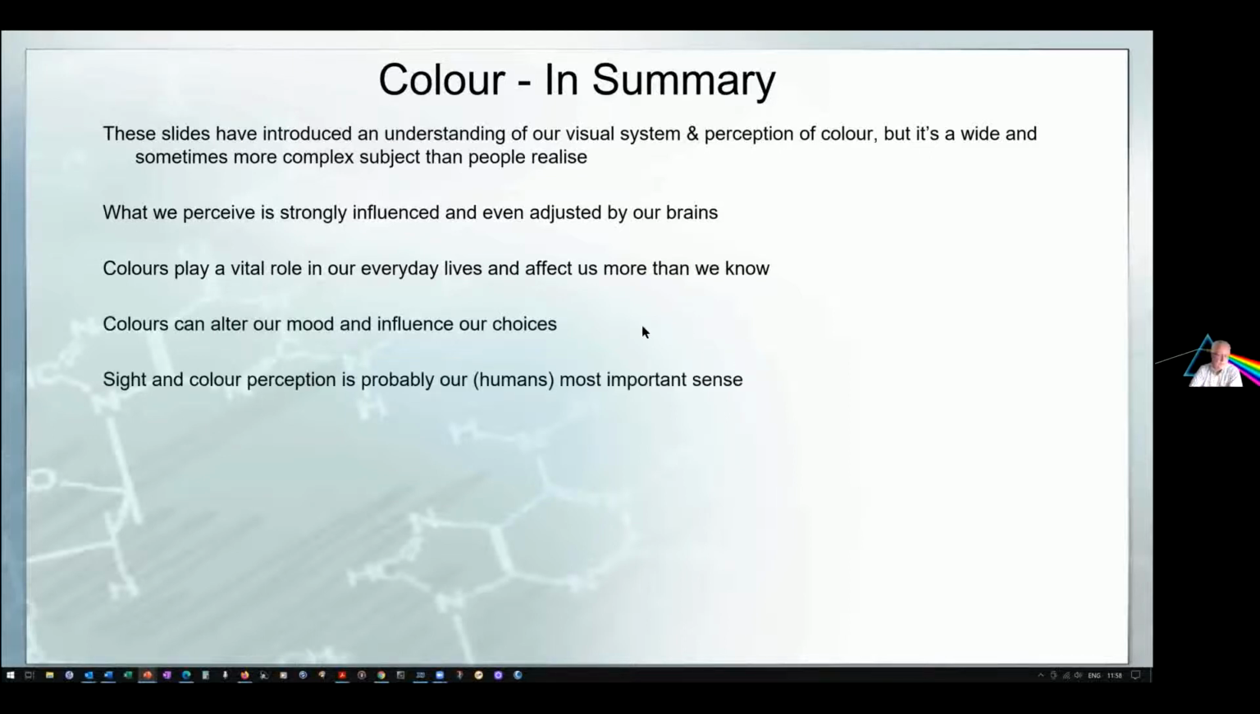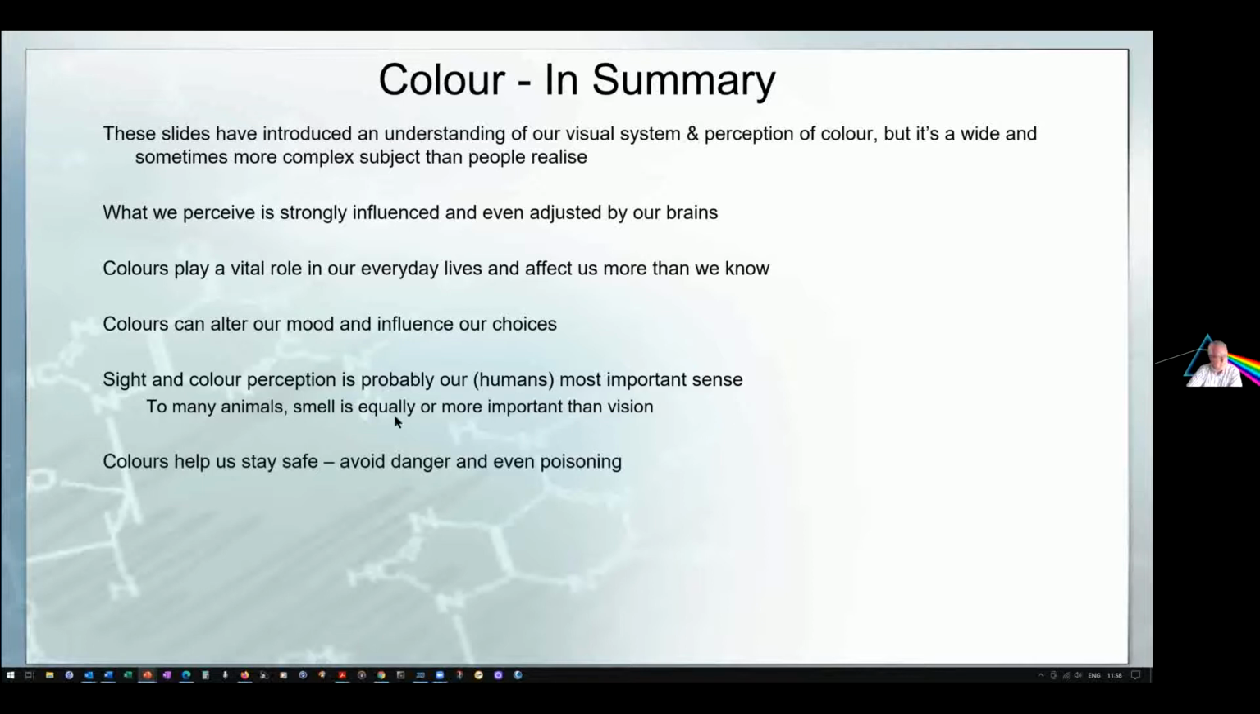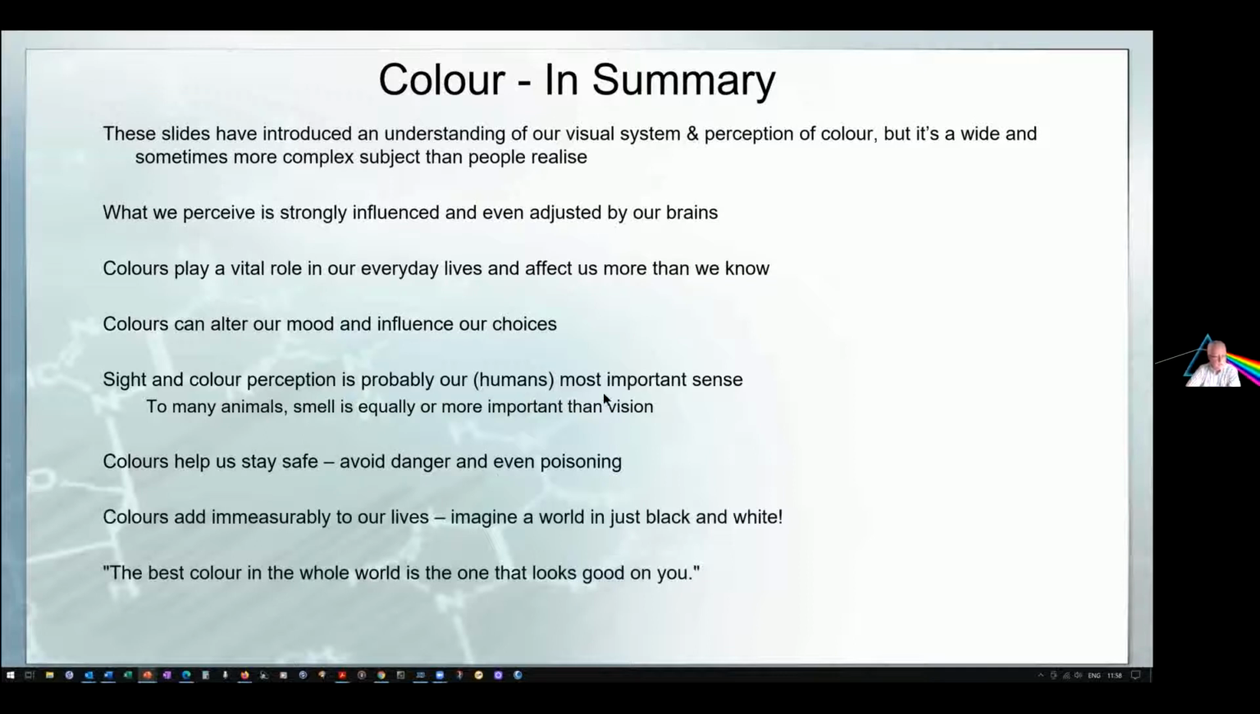Sight and colour perception is probably, for humans anyway, our most important sense. But for many animals, smell is more important. So vision comes second. Colours help us stay safe and avoid danger and avoid poisoning when we are hunter-gatherers. They add immeasurably to our lives. Just imagine a world that was just in black and white. And the best colour in the whole world is the one that looks good on you, according to Coco Chanel.